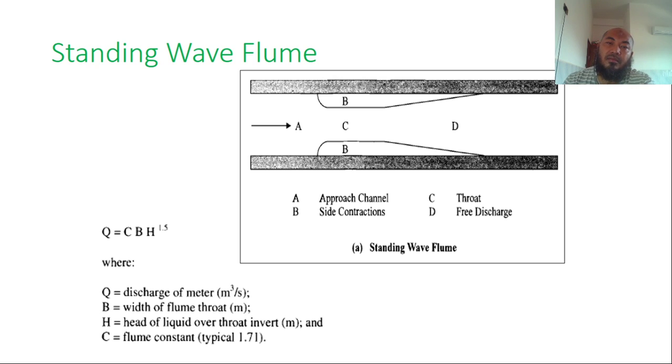Standing wave view. So this is from the plan view. The water flows in here, and then we can calculate the flow rate, or discharge, by using C B H exponential 1.5. So C is the flume constant, and B is the width of the flume throat, this one, and H is the head of the liquid over the throat inward.